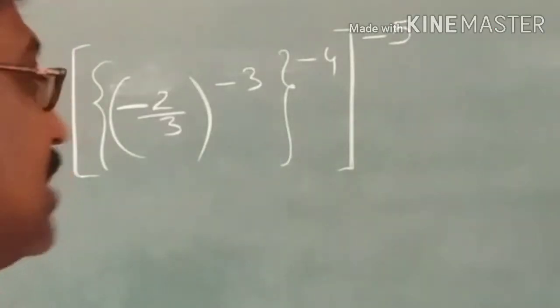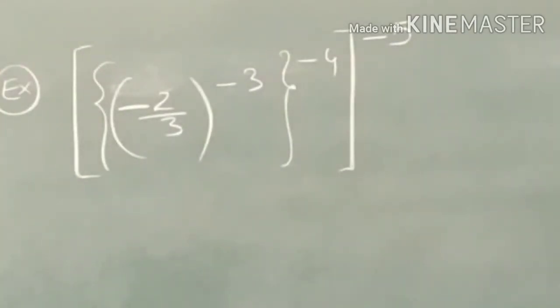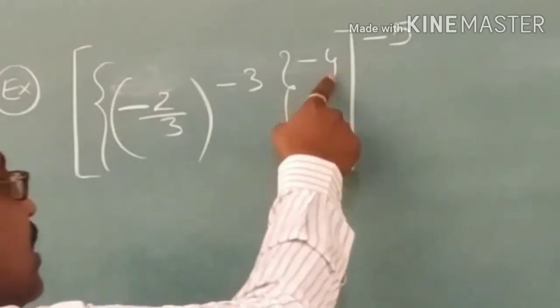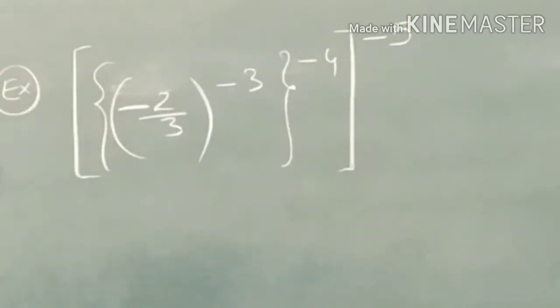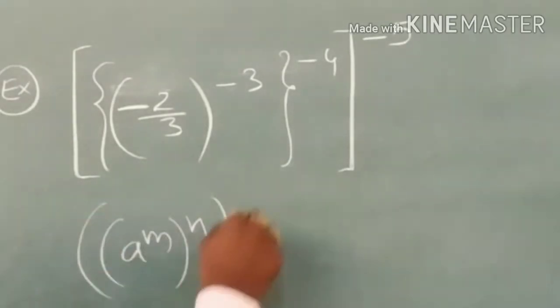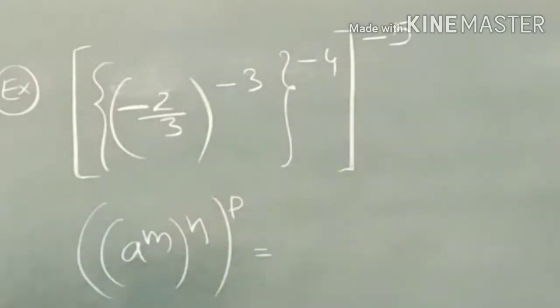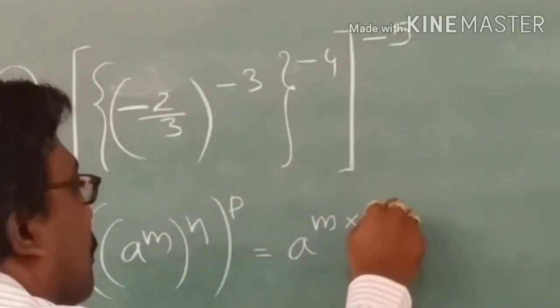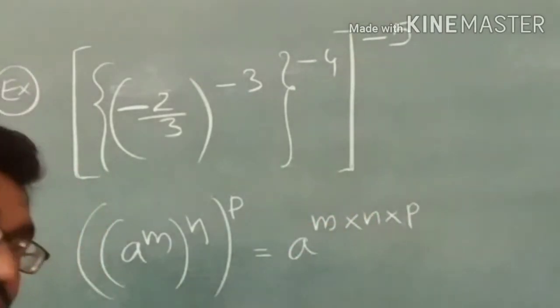Now we'll discuss some examples. Minus 2 by 3 whole to the power of minus 3, minus 4, minus 5. Actually, this is in the form of a power m whole power n whole power p whole to the power of q whole to the power of r, and so on. You can take up the entire terms. So a to the power of m into n into p.